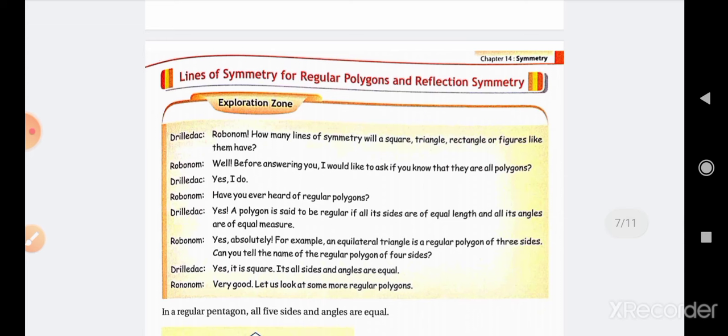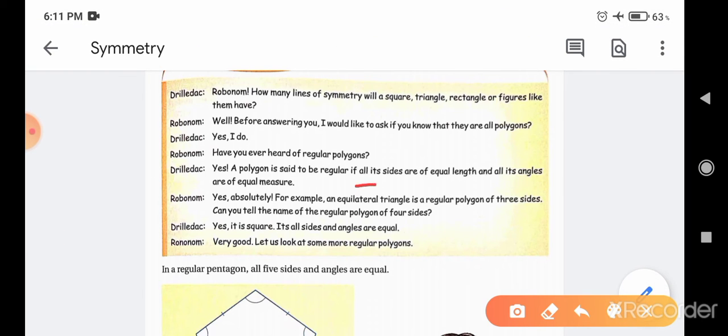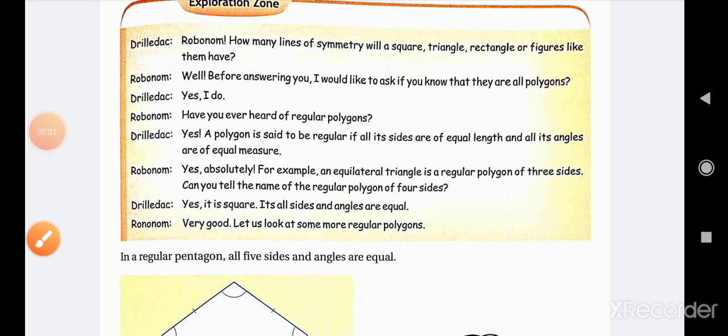Next is line of symmetry for regular polygons and reflection symmetry. But firstly we will discuss line of symmetry for regular polygons. So firstly you should know what is the meaning of regular polygons. A regular polygon is a polygon whose all sides are equal in length and all angles are of equal measure, and that is called a regular polygon. So a regular polygon has all the sides equal and also all angles equal.